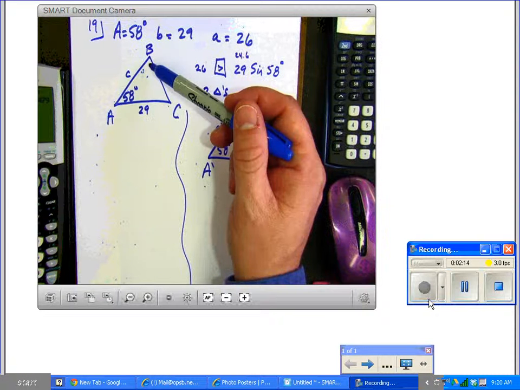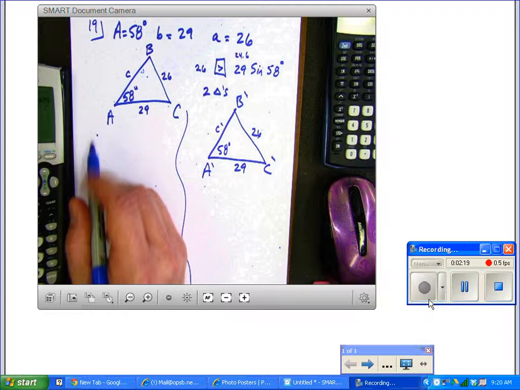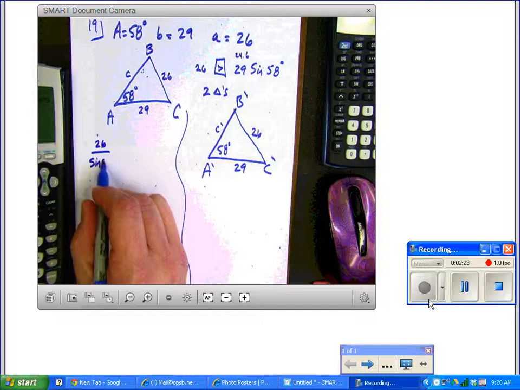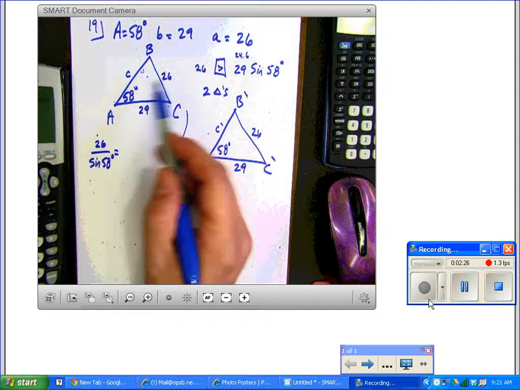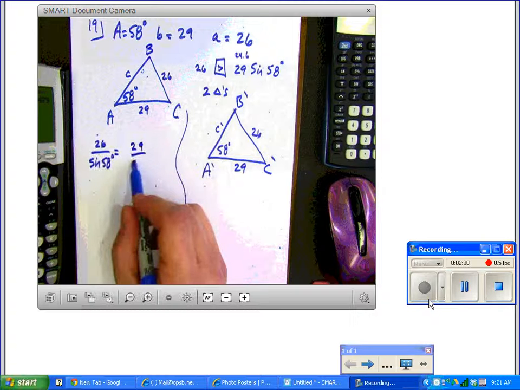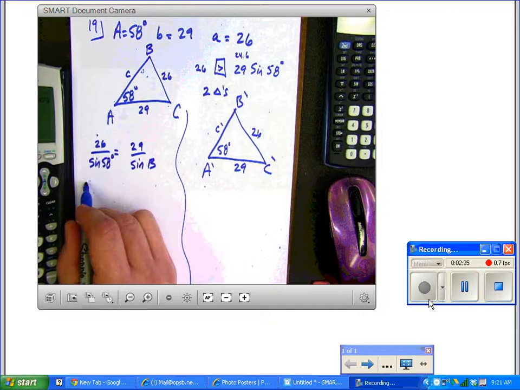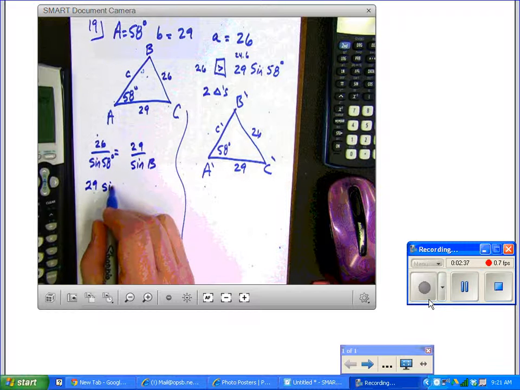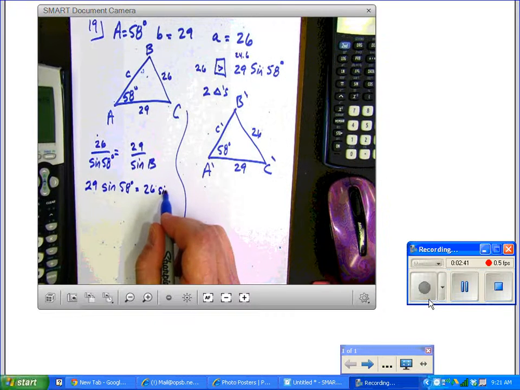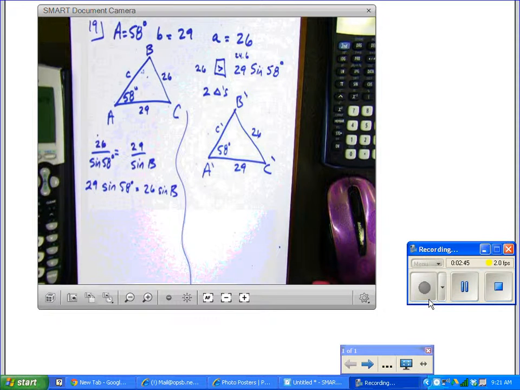You couldn't find anything with C because you don't know either one of them. So let's set it up. We'll do 26 over sine of 58, this one over this one, and then 29 over sine of B. Let me cross multiply. I'll get 29 times sine of 58 equals 26 times sine of B. Now let's solve for B.